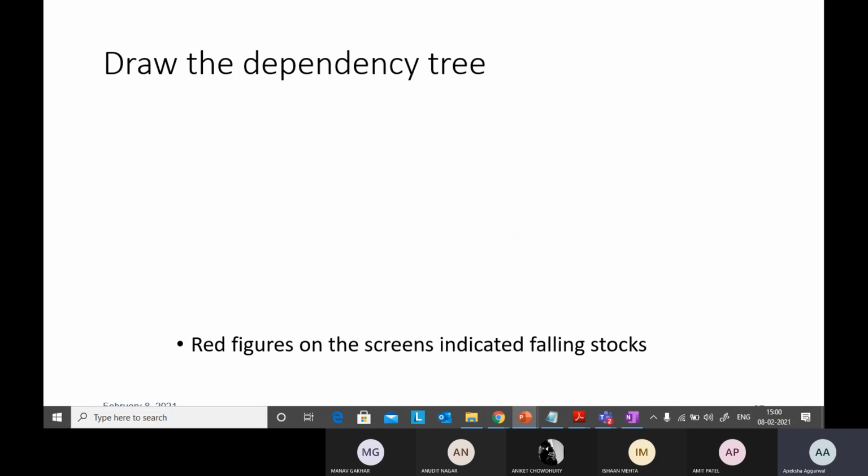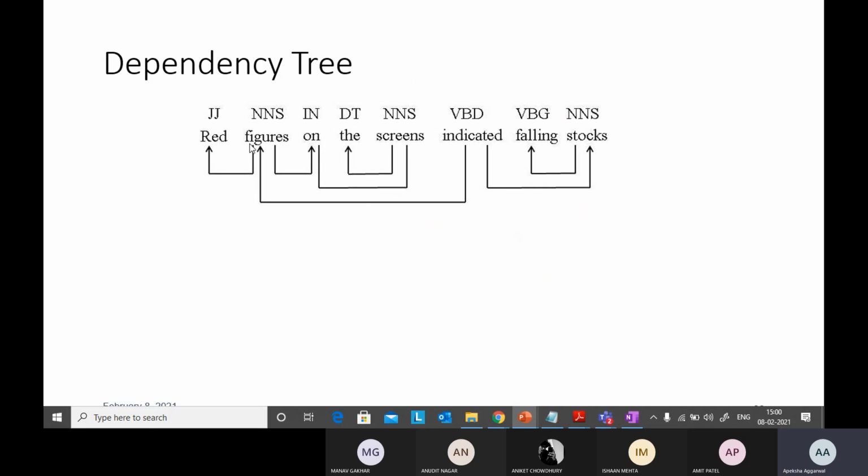We'll see how. This is a dependency tree. Here you can see, first of all, there's no root node. Second, figures: red figures. What type of figures? The figures are red, so red is dependent upon figures. Similarly, indicated: questions like what, when, why, where are asked. Indicated what? Figures. What is happening is falling stocks. So the dependency of indicated is defined by falling stocks. And what kind of stocks? Falling stocks. So this is a dependency tree.